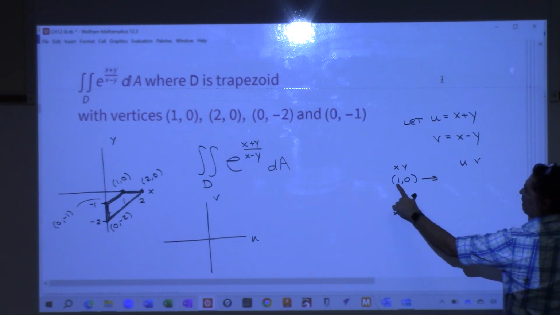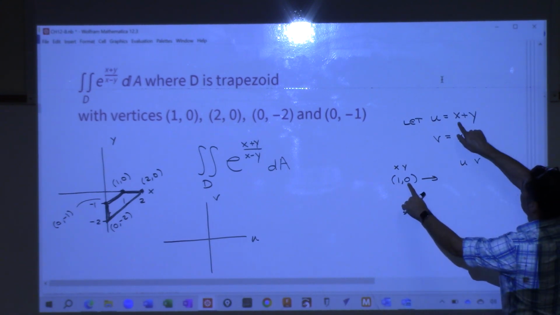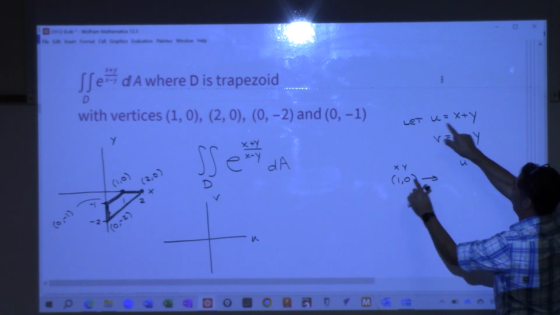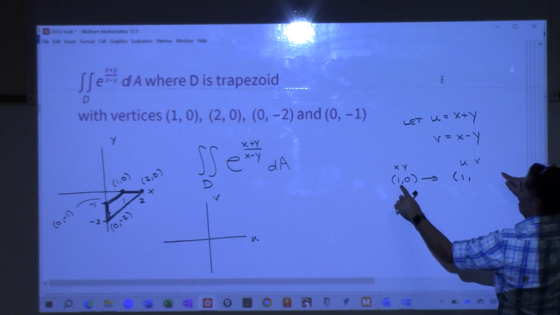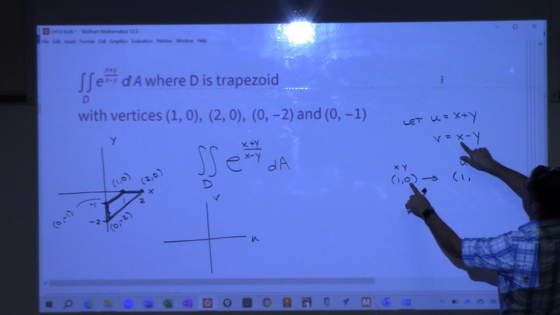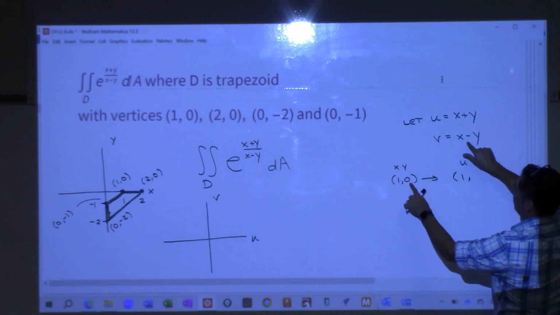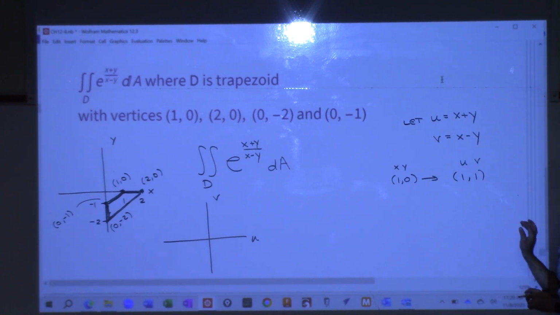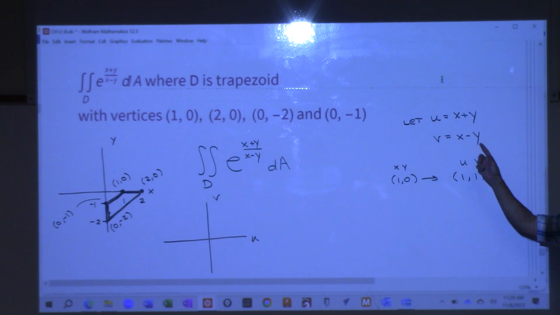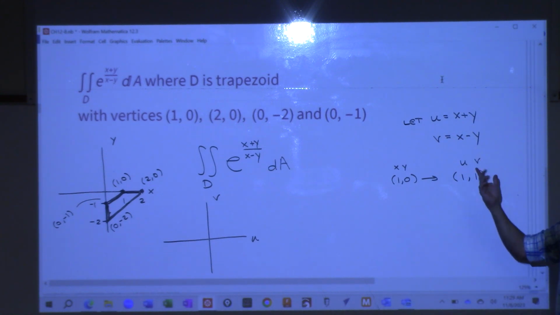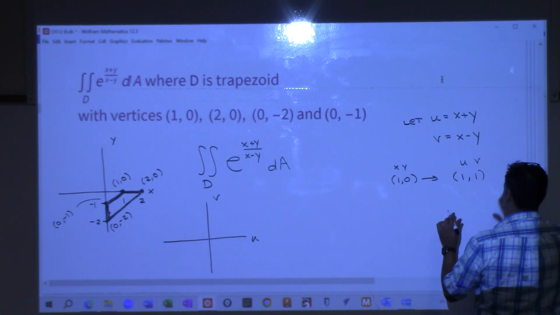So if x is 1 and y is 0, u is 1. If x is 1 and y is 0, what's v? 1. See how much easier this is? Because these are solved for u and v? The problem is going to be when we take the derivatives. These aren't solved for x and y, so we're going to have to solve them for x and y. But we'll get to that when we get there.